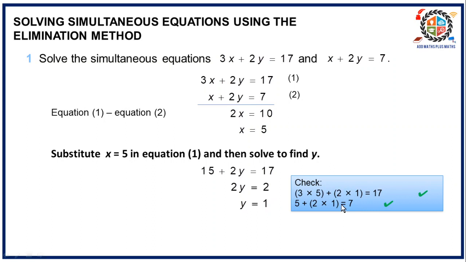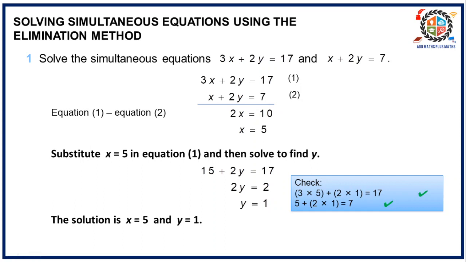Let's check. 3 times 5 plus 2y is equal to 17, correct? Because 3 times 5 is 15 plus 2 is 17. It's equal to 17. Next, 5 plus 2 times 1 is 2. 5 plus 2 is 7. So you are able to give the correct answers. So, the solution is x is equal to 5 and y is equal to 1.